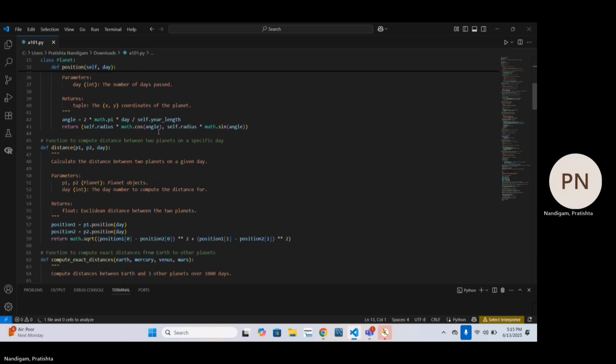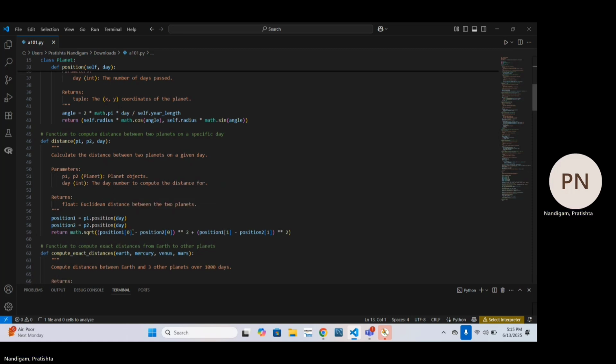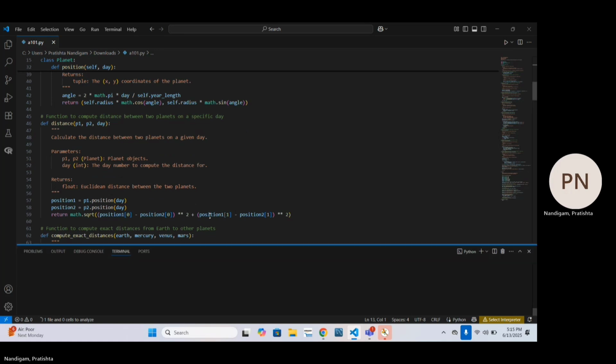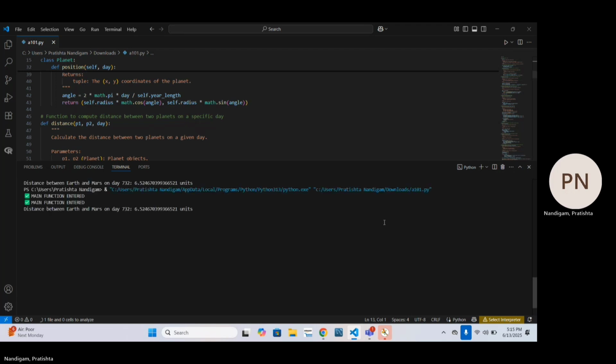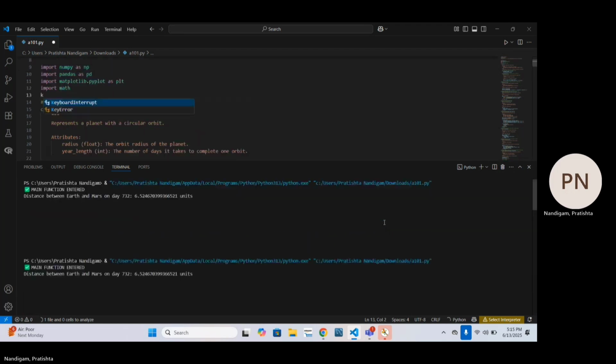So then the distance p1, p2 day function computes the Euclidean distance between two planets on a given day using the Pythagorean theorem. So, what is the distance between Earth and Mars on day 732? Let's start running this code and see the output. As you can see, the Earth and Mars distance on day 732 is 6.52 units.